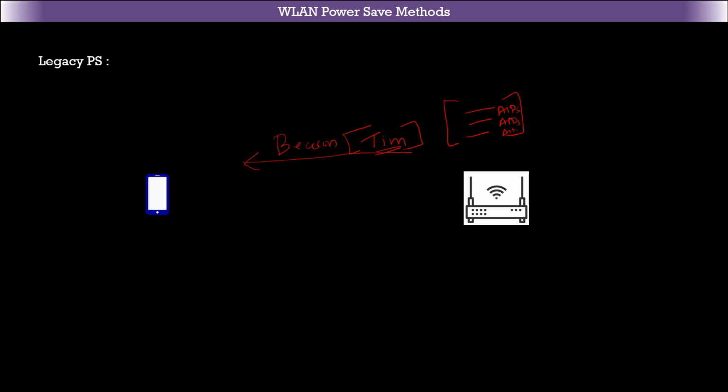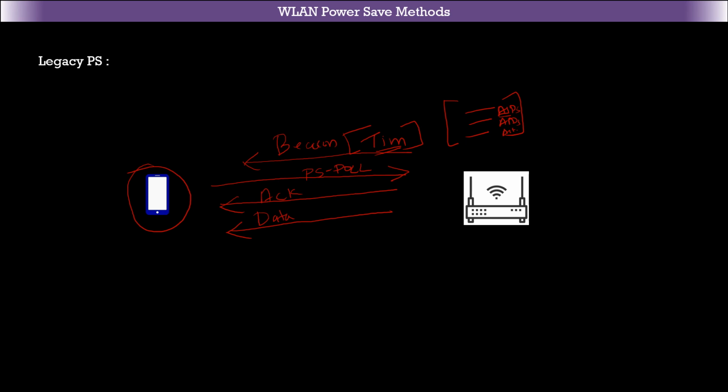Possibly because, one possibility is obviously, the station is sleeping. Now once the station hears these AIDs, which could be its own AID, in the TIM field, it has to get that data from the AP. It does this by using a specialized frame called PS poll. It sends a PS poll. The AP has to acknowledge it back, along with data that is intended for the station, with a specific field set to 1. We call it the more data bit, set to 1.